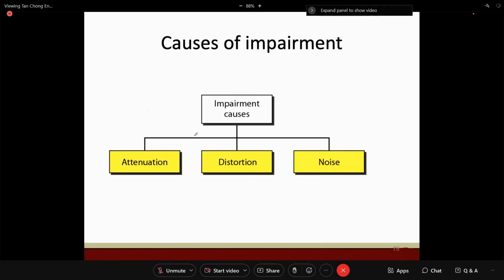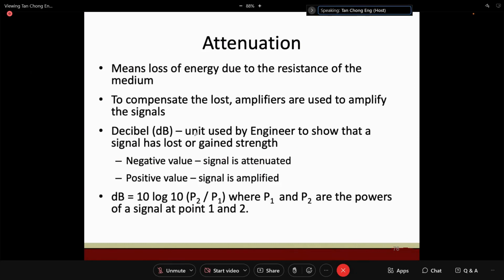All right, so these are the three different types. I hope you are clear about the definitions. And then they are all measured in the power of the signal. All signals have power. The unit used to measure power is called the decibel, dB. A negative value means the signal is being attenuated, and a positive value means the signal is being amplified.